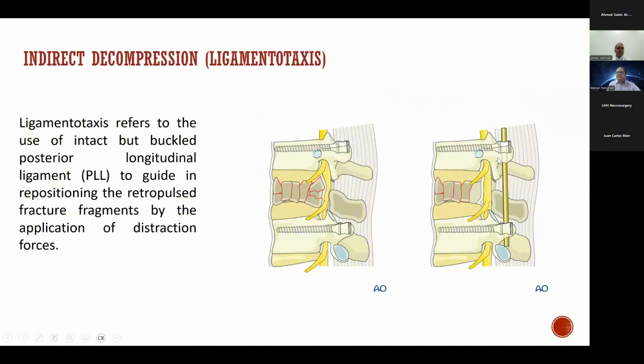But if the posterior ligament is intact, then one can do indirect decompression. It's called ligamentotaxis, where after putting the pedicle screws, one can distract both the pedicles. So as you can see here, the bulge has come forward. If you correct the kyphosis, the posterior ligament pushes the fragment. It's called ligamentotaxis. So the prerequisite for that is that the ligament should be intact. Then one can do an indirect decompression.